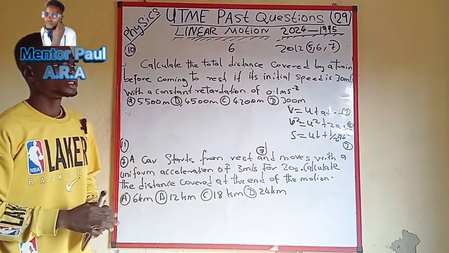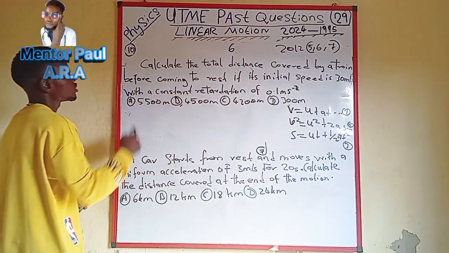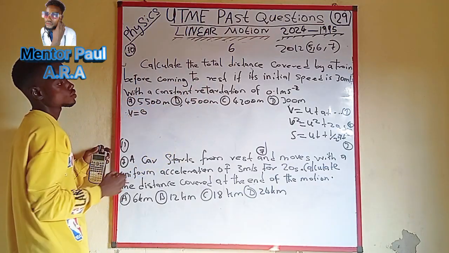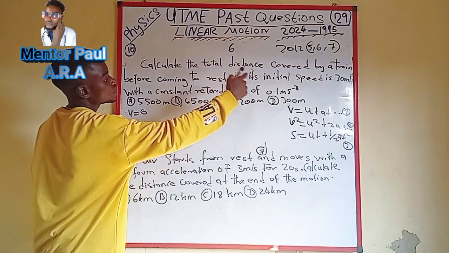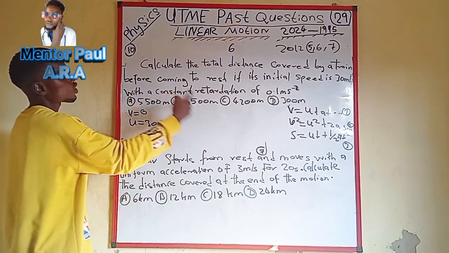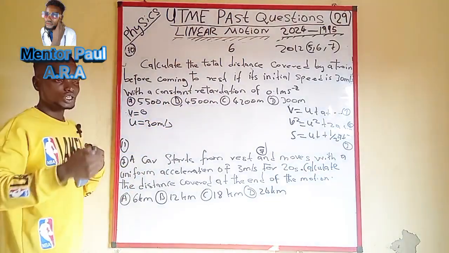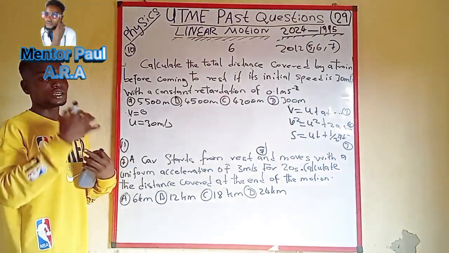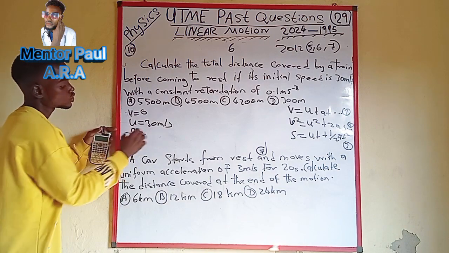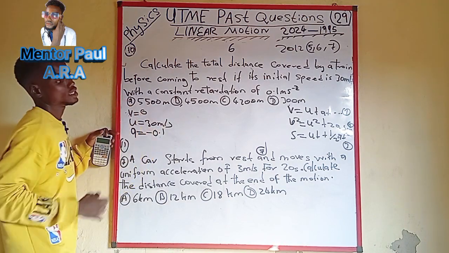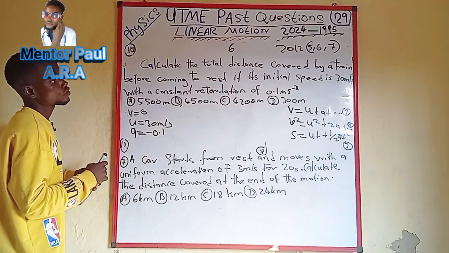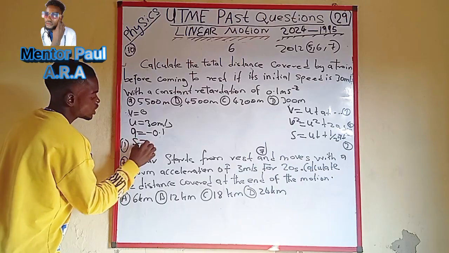So now we want to choose the parameters. From here, we are given data before coming to a rest. So before coming to a rest, the final velocity v is 0. The initial speed u is equal to 30 meters per second with a constant retardation. Retardation means acceleration that is decreasing. You can call it retardation or deceleration. So acceleration a is equal to minus 0.1. It is going to be in a negative sign. So from this place, what are we looking for again? Distance, which is s.